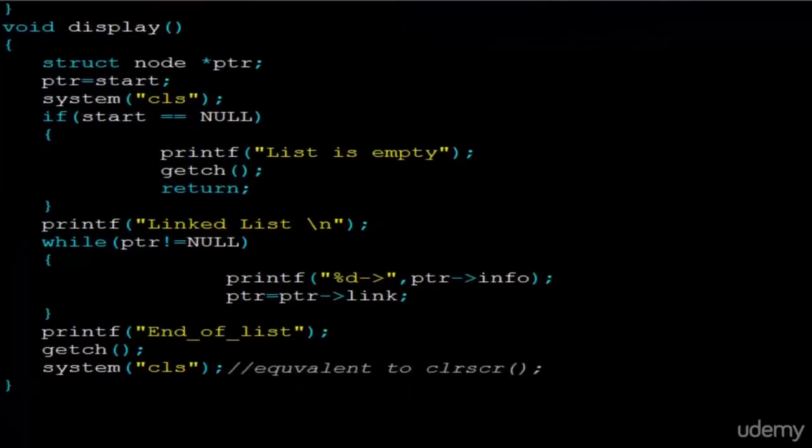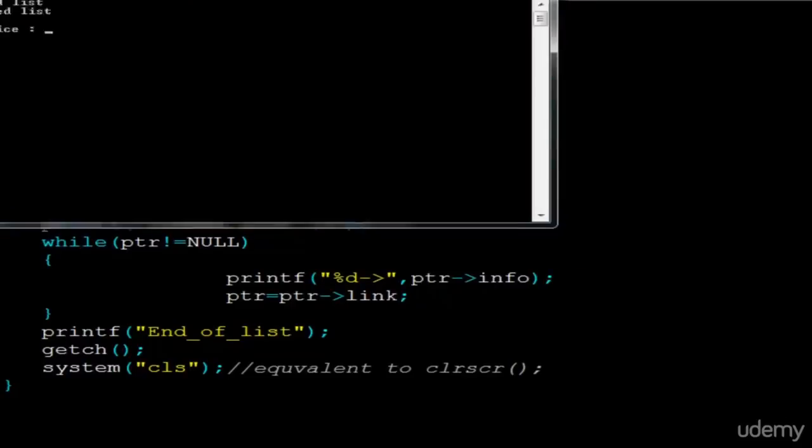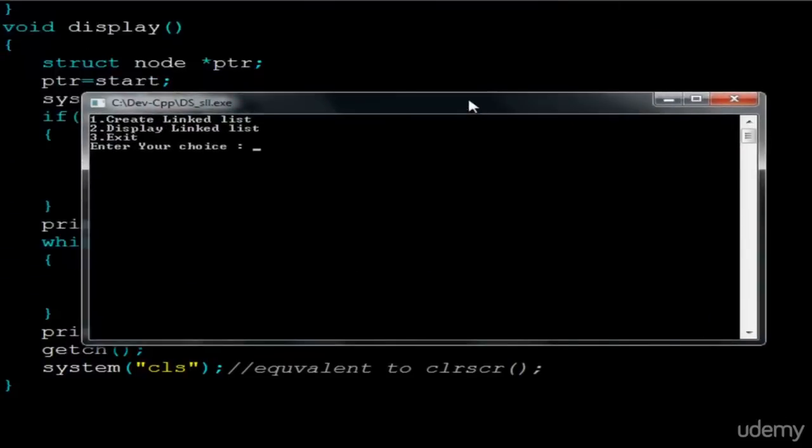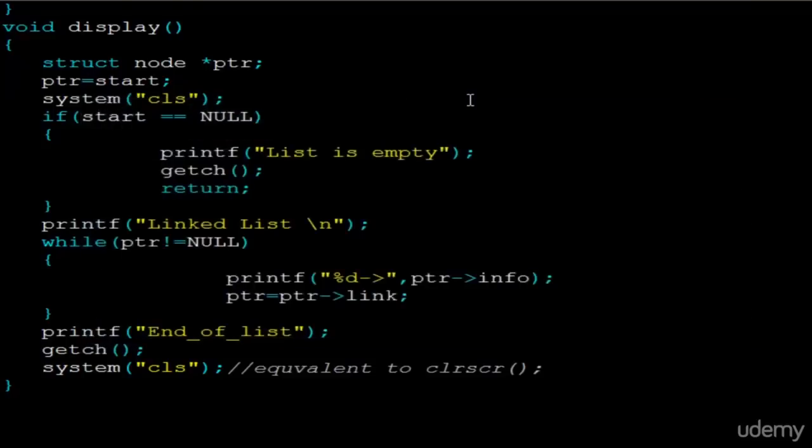So let us run this program. So we are creating the list, say the data is 45, list created, and when we display the list it's 45, then end of list. So our program is working fine. Now we will code furthermore, means more functions.